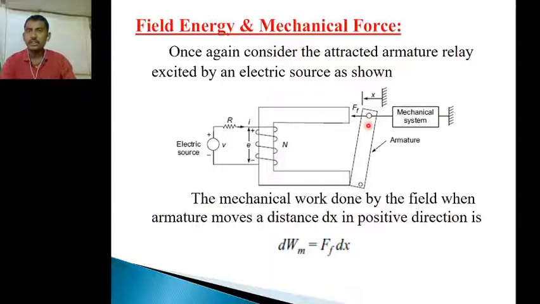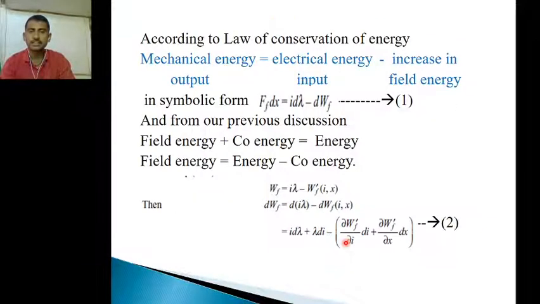We are well aware that the mechanical work done by the field when the armature moves a distance dx in the positive direction is dWm equal to Ff into dx. That is nothing but work equals force into displacement. Here the force developed is Ff and the distance moved is dx, and this concept will be understood by using the law of conservation of energy.